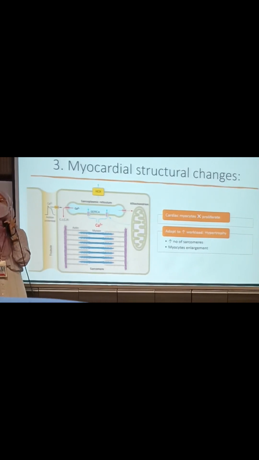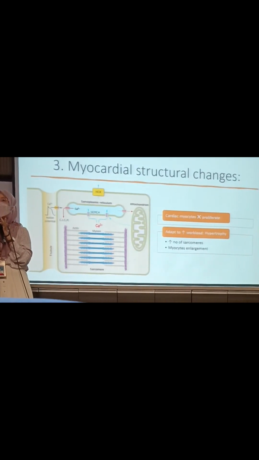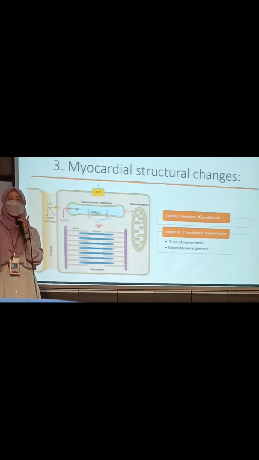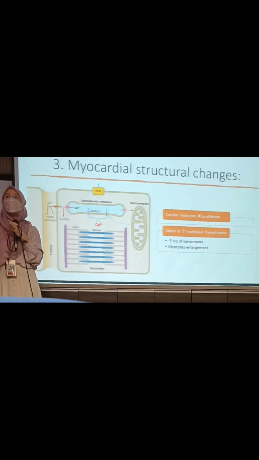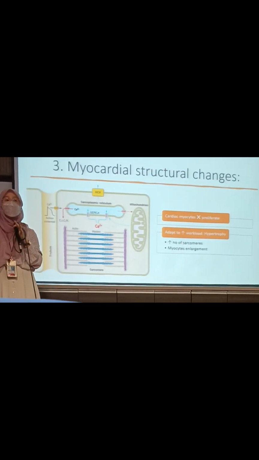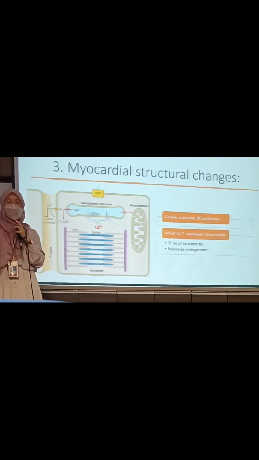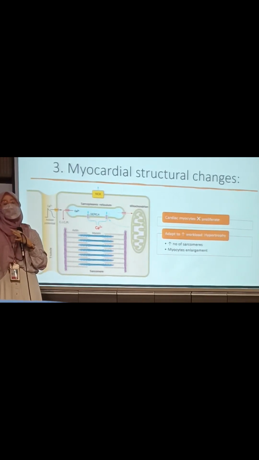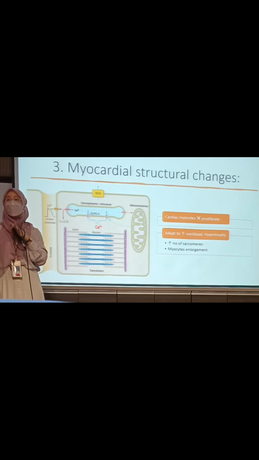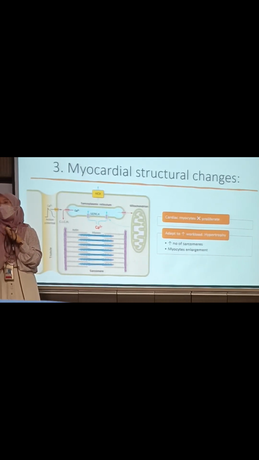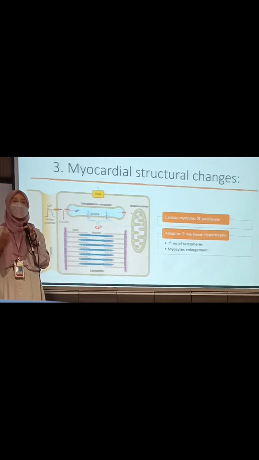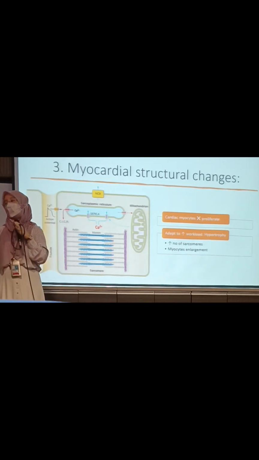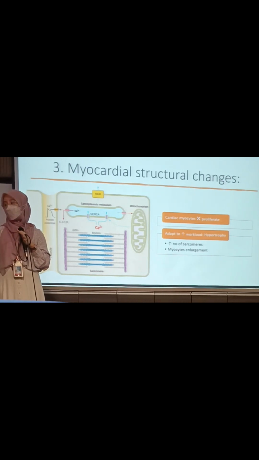Next, the number 3 is myocardial structural changes. So, as we all know, that cardiac myocytes cannot proliferate, but macam mana dia nak adapt to the increased workload. So kita dah belajar cellular adaptation, but since the cardiac myocyte cannot proliferate, dia just boleh increase in size. So dia tak boleh hyperplasia, but dia akan increase in size, dia jadi cardiac hypertrophy. So macam mana dia jadi besar, increase in size? By increasing the number of sarcomeres and myocytes in arrangement.